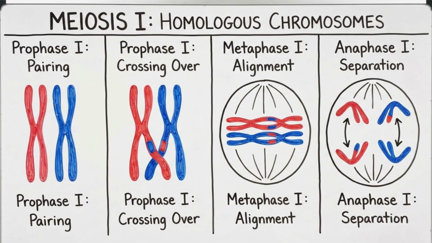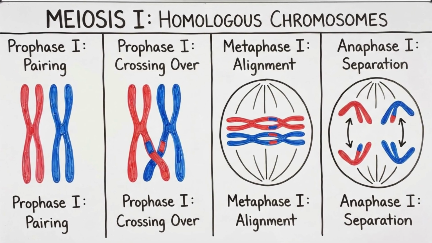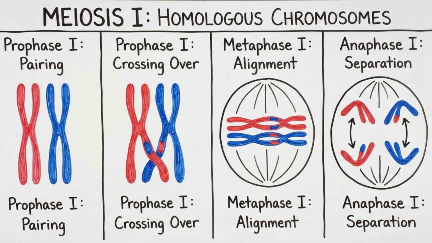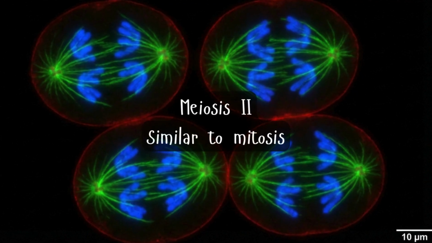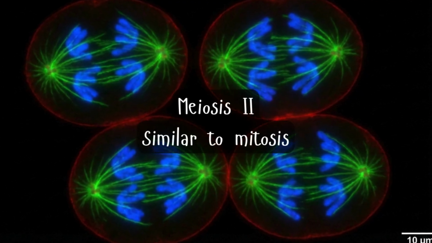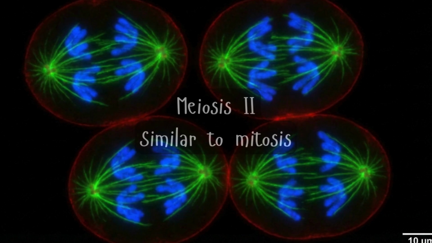In meiosis 1, homologous chromosomes pair up and then separate, reducing the chromosome number by half. Meiosis 2 is similar to mitosis, where sister chromatids separate to form four cells.